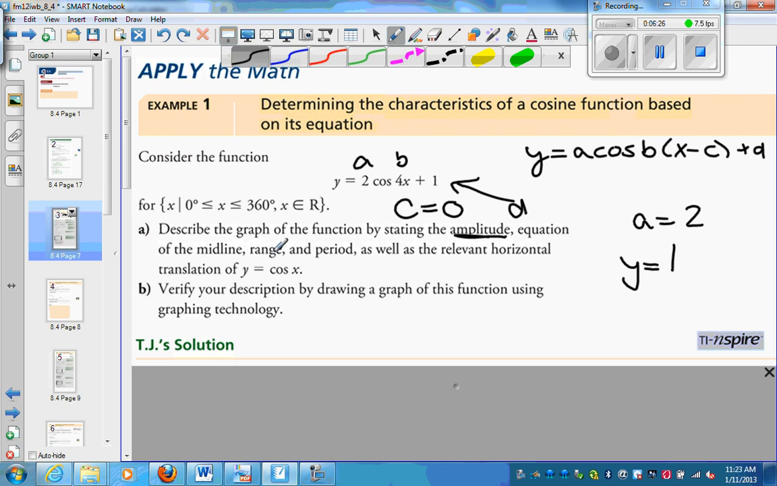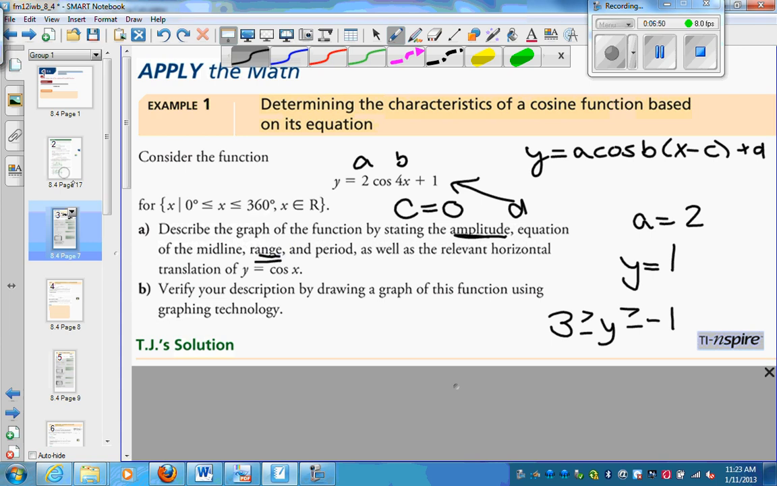My range, so that is my y values. Where does it go from max to min? Well, my max is going to be 3, and my min is going to be, since my midline's at 1, I go 2 down, which is negative 1. So my y is always going to be greater than or equal to negative 1, but less than or equal to 3. I go between 3 and negative 1, that is my range.